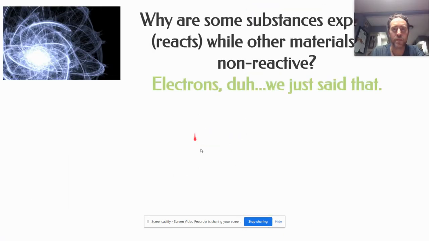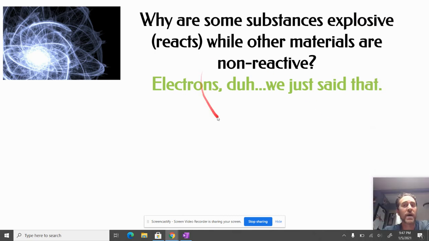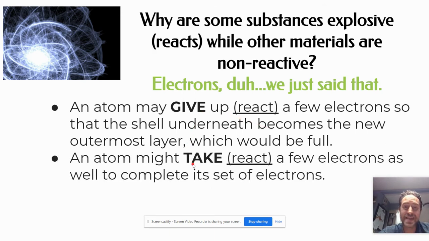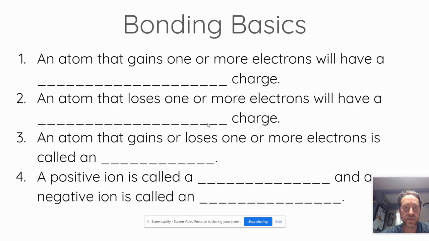Okay. So why are some substances explosive? Why do they react? What other materials are non-reactive? Well, it's electrons, the valence electrons. Like I said, an atom may give up some electrons, or it may take some electrons, or it might share them. Those are the three ways it does it. It can give them away, get rid of them. It can take some from another atom, or it can share some with another atom. We'll look at this over the next few days.